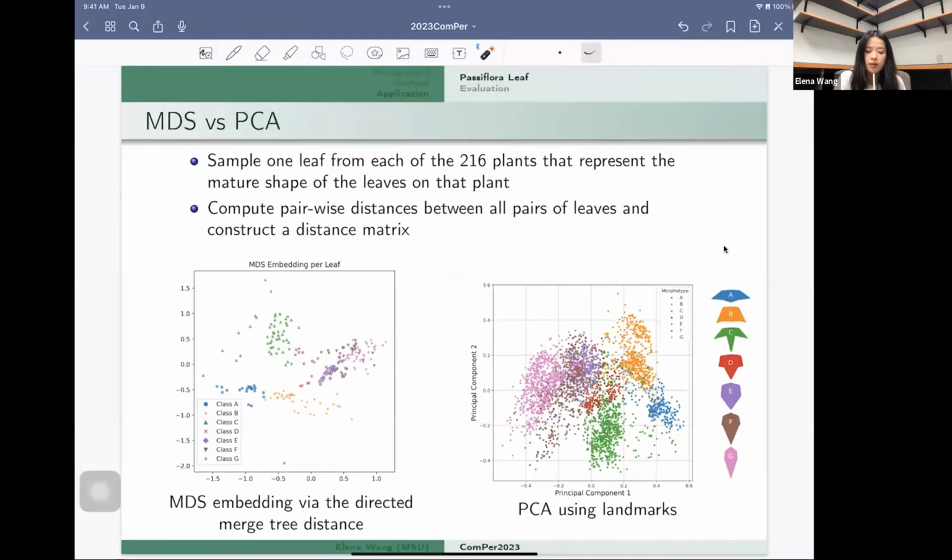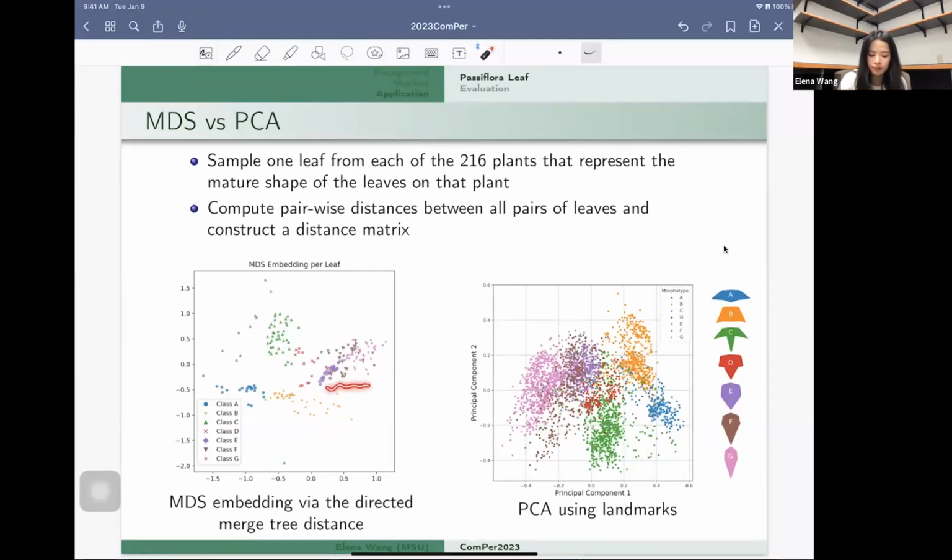We sampled one leaf from each of the 216 plants that represent the mature shape of the leaves on that plant. We computed pairwise distances between all pairs of leaves and constructed a distance matrix of size 216 by 216. And we used multi-dimensional scaling to realize this matrix. On the left is our result. In this embedding, we can see that the morpho classes A, B, and C, and even D are quite separated. That's a good indication that our distance is doing a good job of telling these different morpho classes apart.